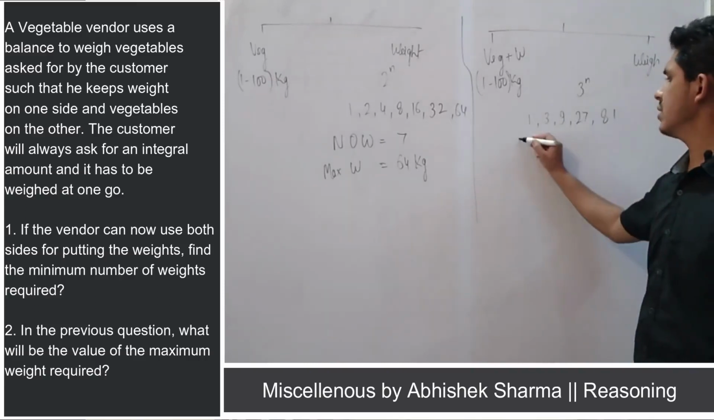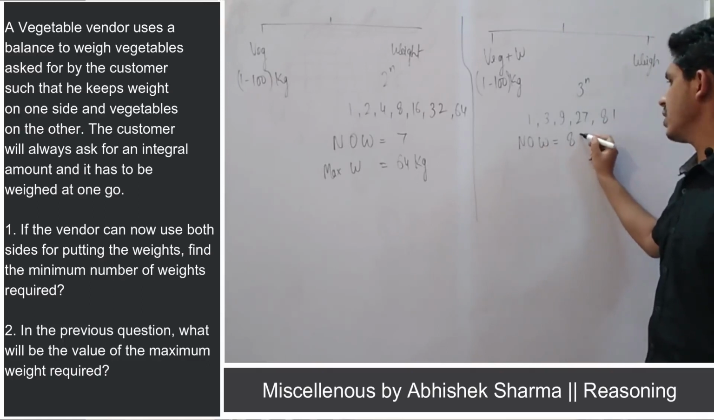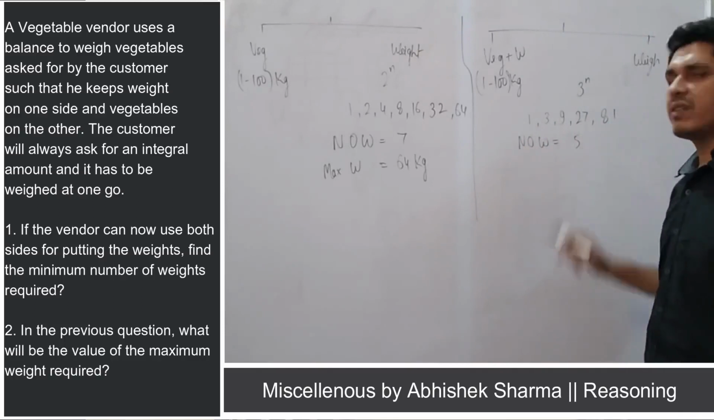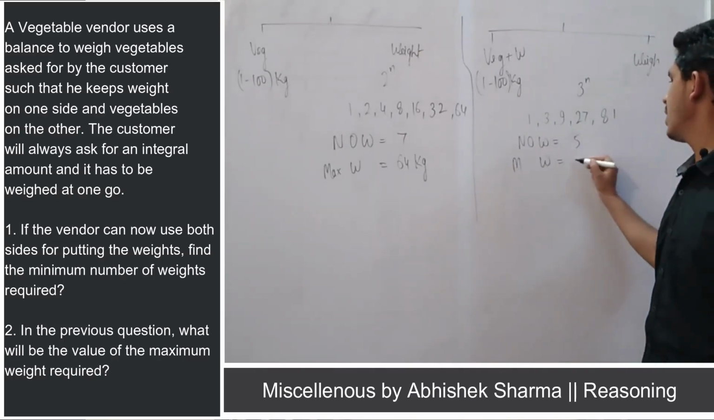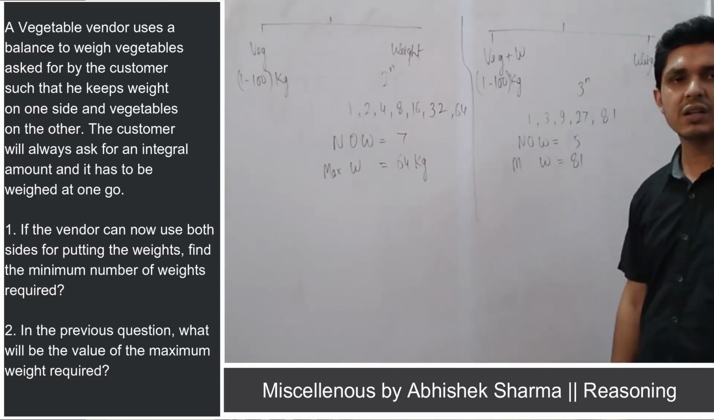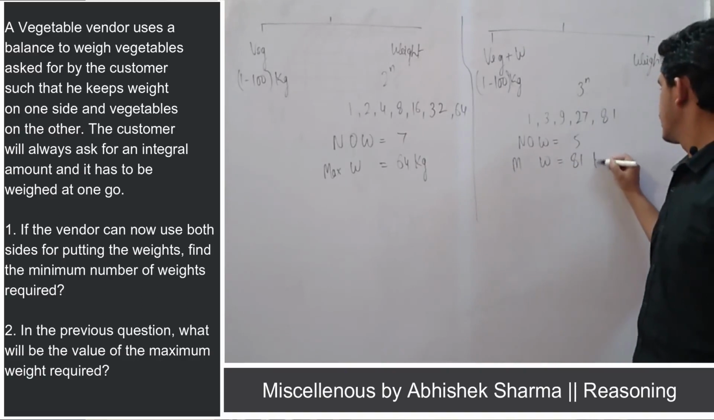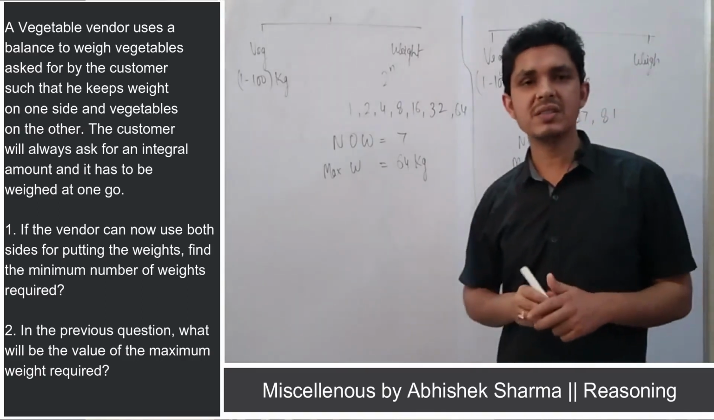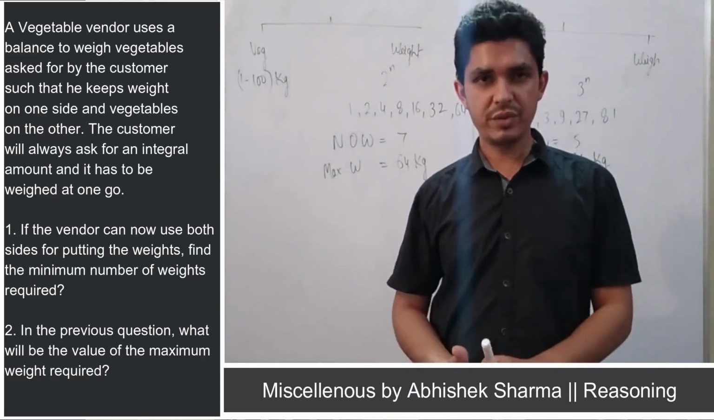If in this question you are to ask that the number of weighting, so number of weighting will be equal to 5, 1, 2, 3, 4, 5, and the maximum weight that will be required, this will be of 81 kilogram, right? So this is the question that can be asked in miscellaneous, right? So let us discuss one more other question.